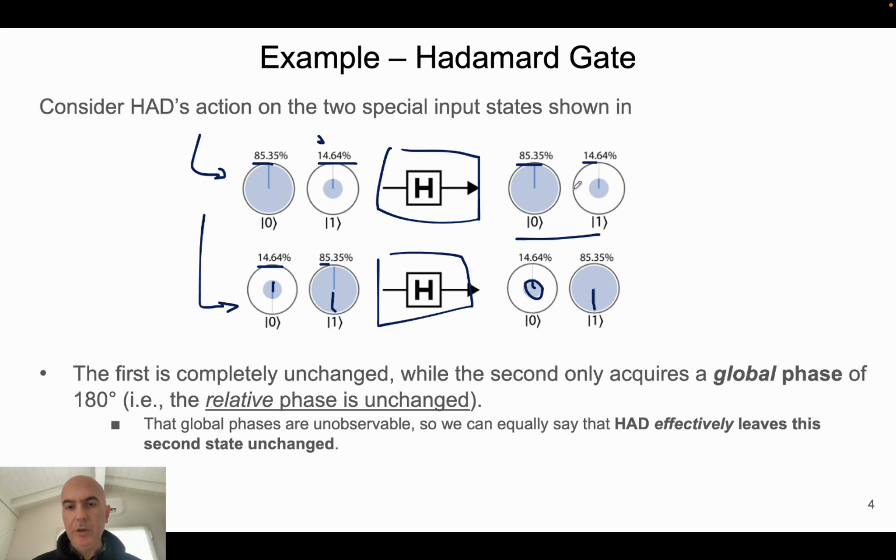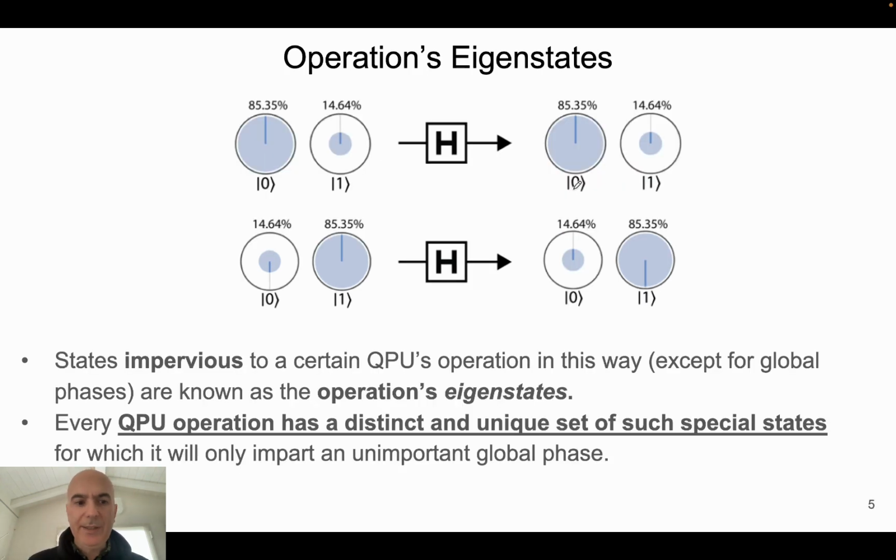So the application of the Hadamard gate to these two states leaves the state unchanged. These states are impervious to a certain QPU operation, in the sense that if you apply it, these states give the same state. They are impervious to the operation except for the global phase, and these states are called operation eigenstates. It turns out that every QPU operation has a distinct and unique set of such special states, for which it will only impact the global phase.